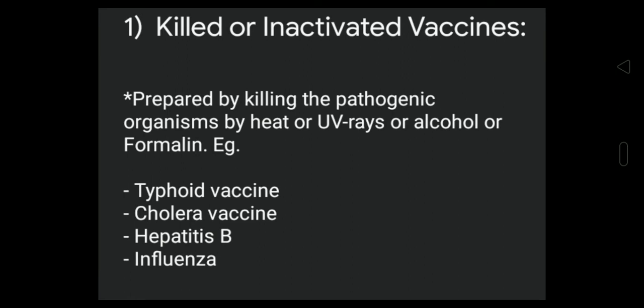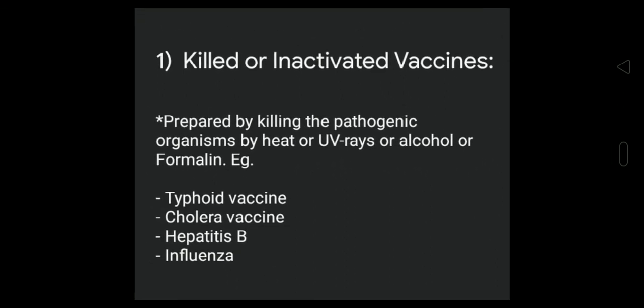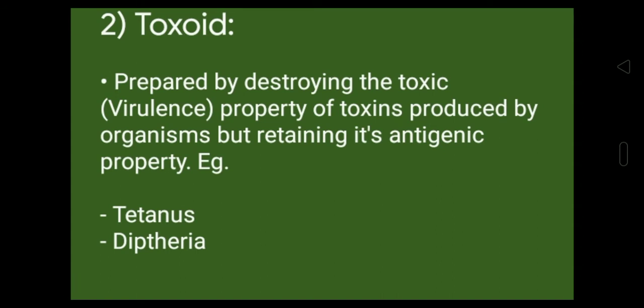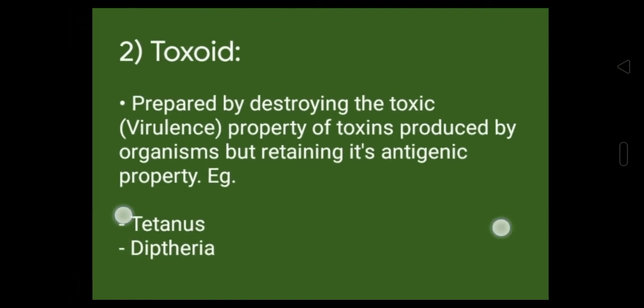So now let's see one by one. Killed or inactivated vaccine is prepared by killing the pathogenic organism by heat or UV ray or alcohol or formalin. For example, typhoid vaccine, cholera vaccine, hepatitis B vaccine, and influenza vaccine. Okay, now let's move on. Toxoid is prepared by destroying the toxic property of toxins produced by the organism but retaining its antigenic properties. Same thing we have already discussed. For example, tetanus and diphtheria here.